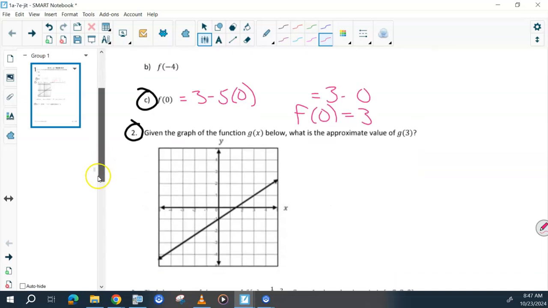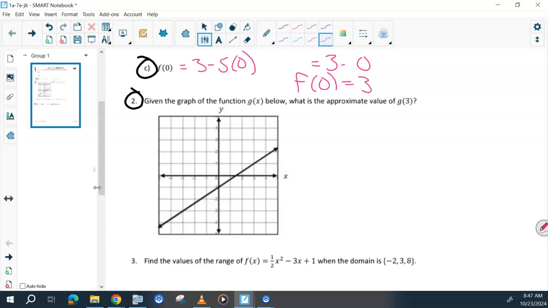Okay. For number 2, we are looking for g of 3. So when x is 3, we're looking for what is that y value, which is 1.